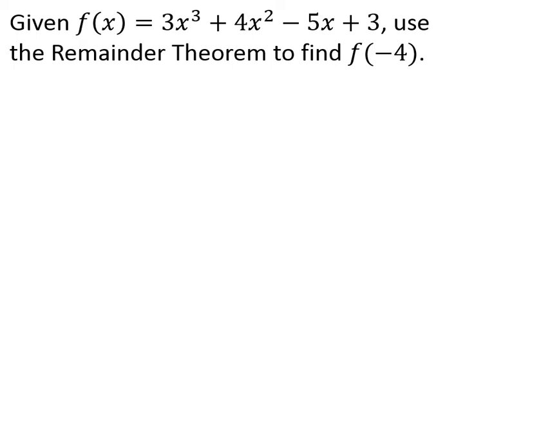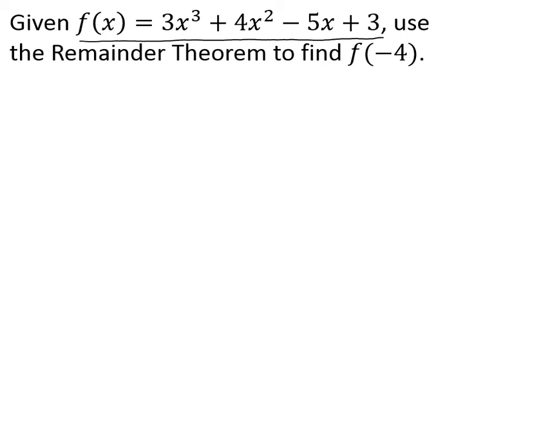To find f of negative 4 without the remainder theorem, we would simply go up to our equation here and replace x with negative 4, and then just figure out what number that gives us. Now the remainder theorem is saying that instead of doing that, we can find that same value, that same number, by using synthetic division.